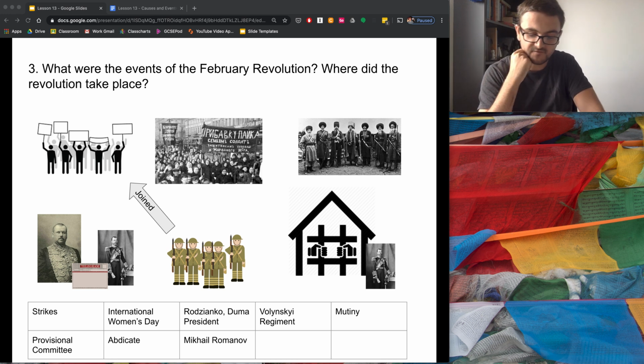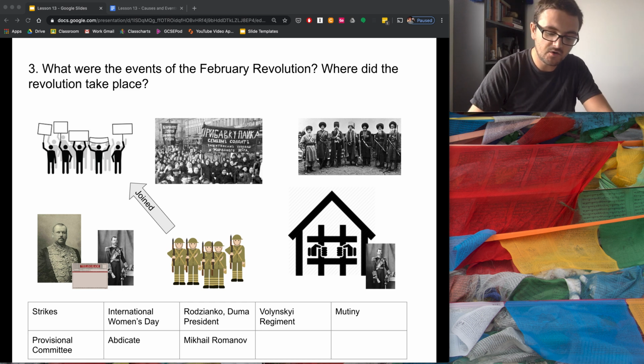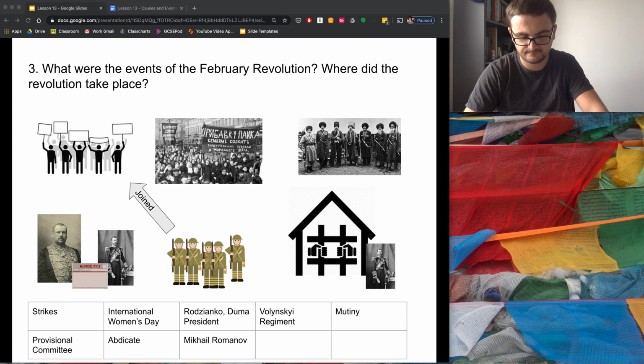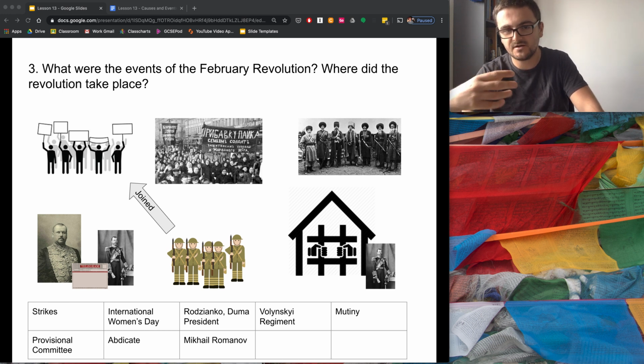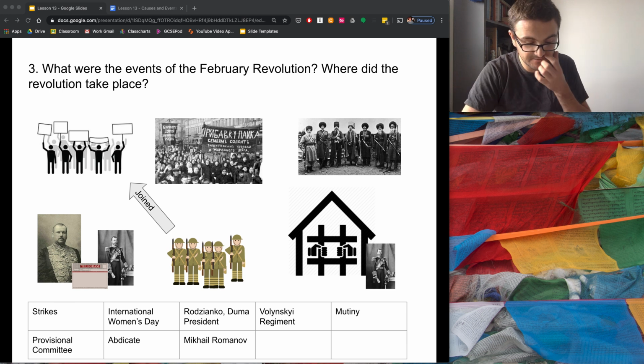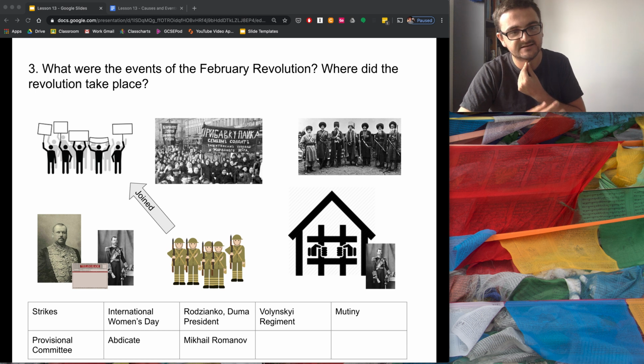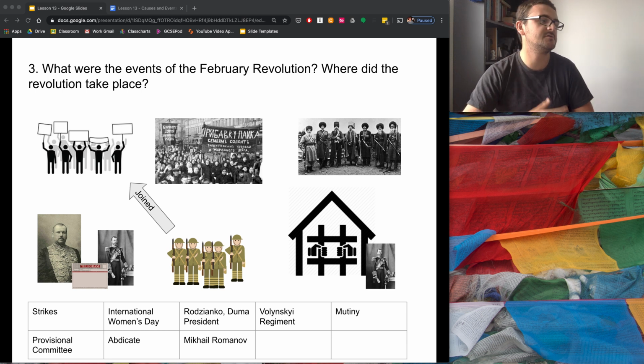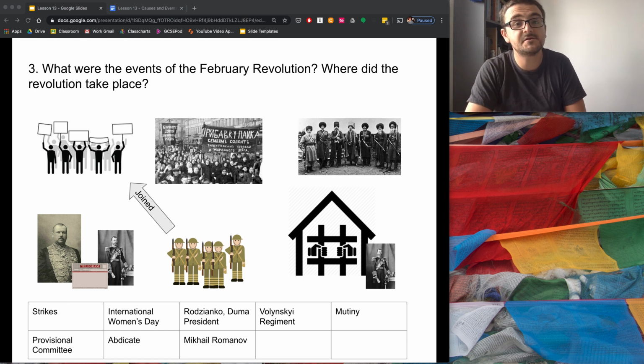100,000 workers from around 58 factories go on strike in Petrograd. And these 100,000 workers, as they were tried to be controlled by the police, the workers start to respond and oppose that control from the police with some violence.